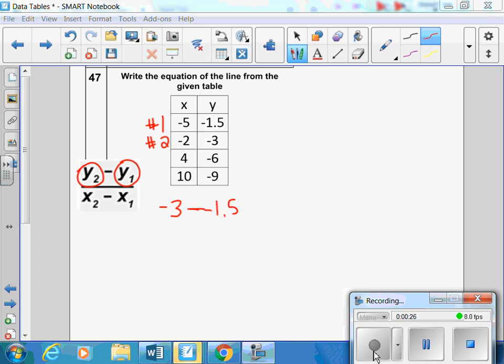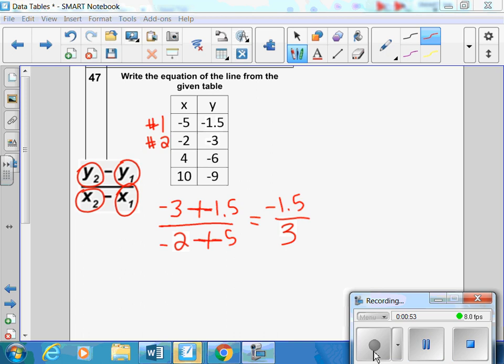And if you subtract negative 1.5, we have to add it, over the x-coordinate in the second ordered pair, which is negative 2, minus the x-coordinate in the first ordered pair, which is negative 5. And same thing, we're going to have to add there. Negative 3 plus 1.5 is negative 1.5. Negative 2 plus 5 is positive 3.